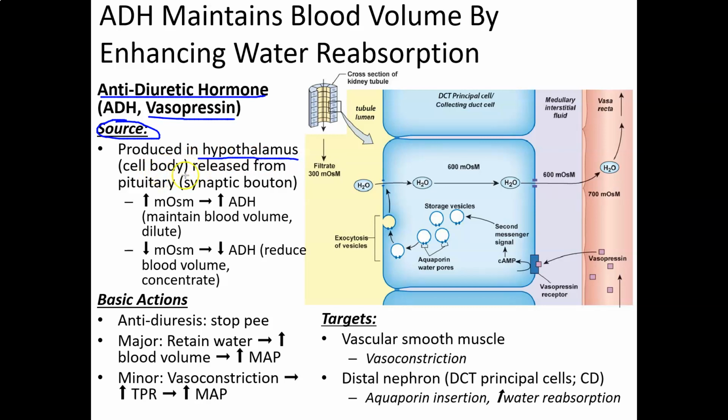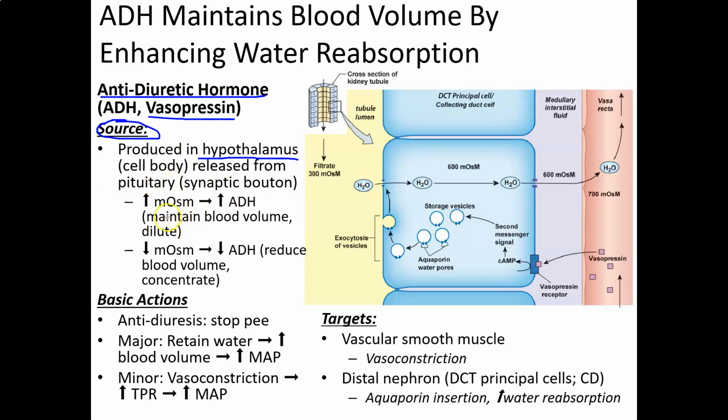the rough ER is, right? And then it's transported through fast axonal transport. We talked about that earlier in the semester, to the synaptic end bulb where it's released from the posterior pituitary. And since it's made from nervous tissue, it's technically a neurohormone. It's not really any different than a neurotransmitter, except it's released into the bloodstream directly and not into a synapse.